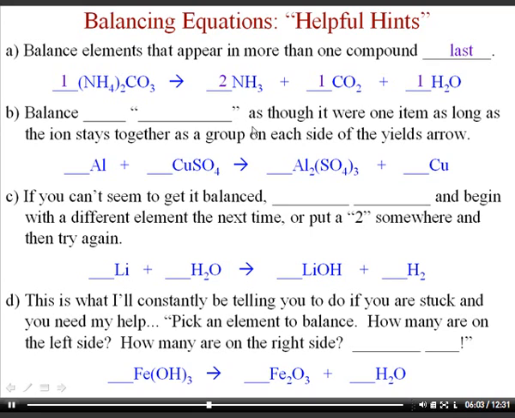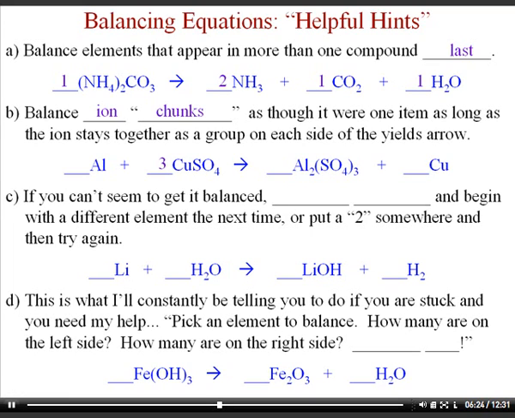For helpful hint letter B, it says to balance ion chunks as though they were one item, as long as the ion stays together as a group on each side of the yields arrow. So in this example, I'm looking at the SO4 group. That's the sulfate group. There's 1 sulfate on the left side, but 3 sulfates on the right side. So I'm going to balance the sulfate groups just by putting the coefficient 3 in front.